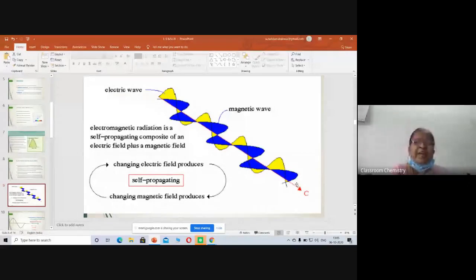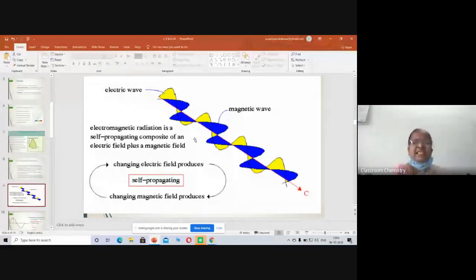That is, the electromagnetic radiation is a self-propagating composite of an electric field plus a magnetic field. Changing electric field, हे move होत आहे, change होत आहे, and therefore this changing electric field produces the changing magnetic field, and it is self-propagating. This is the propagation of the electromagnetic radiation.